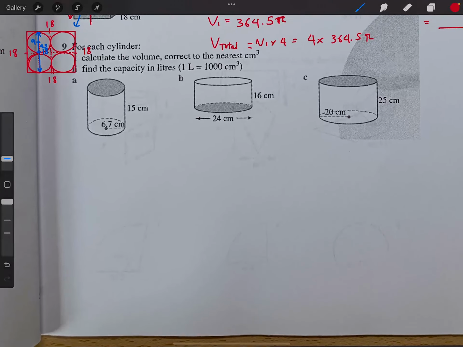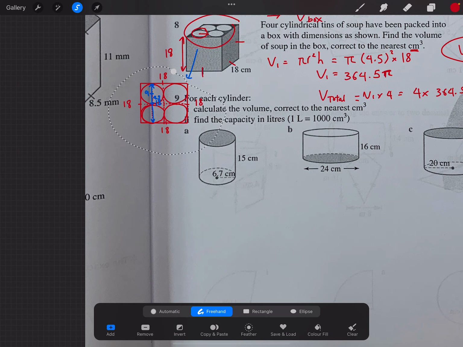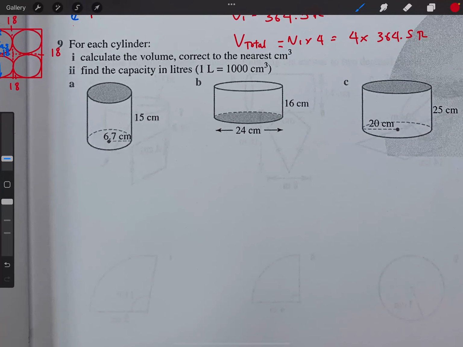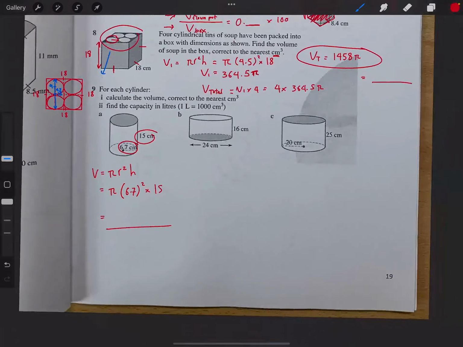Question 9. For each cylinder, calculate the volume correct to the nearest centimeter cube. Okay, this is easy. Remember, to find the volume of the cylinder, we just have to do pi times r squared times the height. You're given the r, you're given the height, so just plug the numbers in. So there'll be pi times r, which is 6.7, squared, times the height, which is 15. Put it into the calculator and get the answer. And do that for all of these.